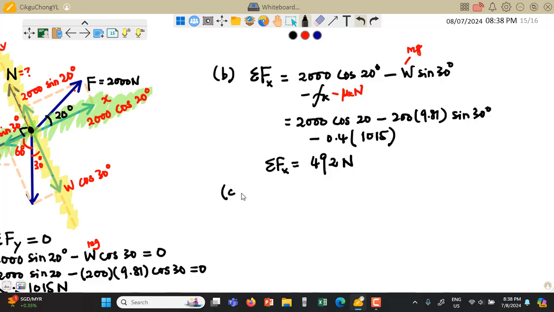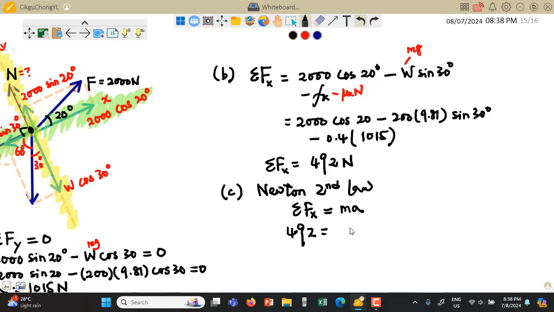Alright. Then question C will be quite straightforward. We understand that the net force will contribute to the acceleration, so we apply Newton's second law. The summation of force along the x-axis equals ma. The net force along the inclined plane is 492, the mass of the object is 200, multiplied by acceleration. So we get the acceleration as 2.46 meters per second squared.